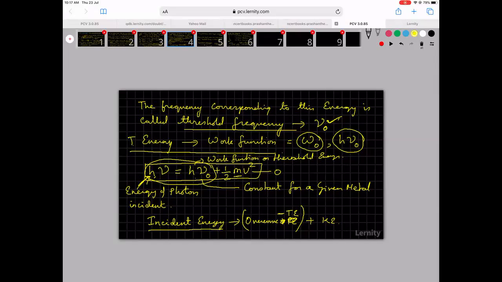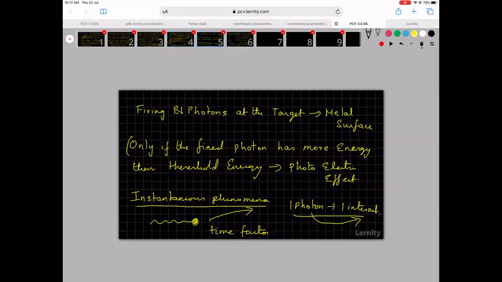Then this is the fifth slide. This is Einstein's contribution. Einstein said that when you throw light on a metal, it is like firing photons at a target. These photons are going to hit the electrons. It won't be 1:1. That means you put one photon and one electron will come out. No. But if you throw many, one will hit. So only if the fired photon has more energy than the threshold energy will the photoelectric effect happen. Otherwise, it doesn't happen. The second important thing is that it is an instantaneous phenomenon.